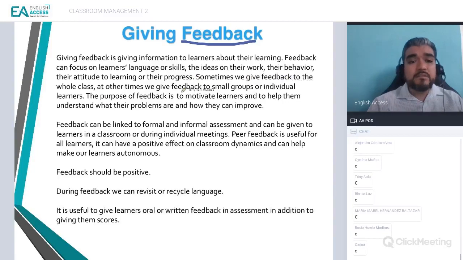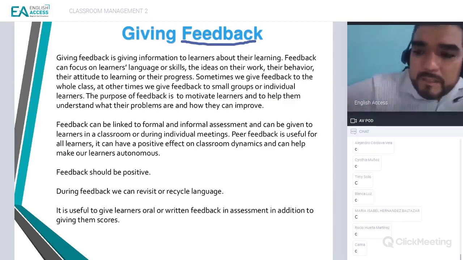Sometimes we give feedback to the whole class. At other times, we give feedback to small groups or individual learners. The purpose of feedback is to motivate learners and to help them understand what their problems are and how they can improve. This is very important, right?